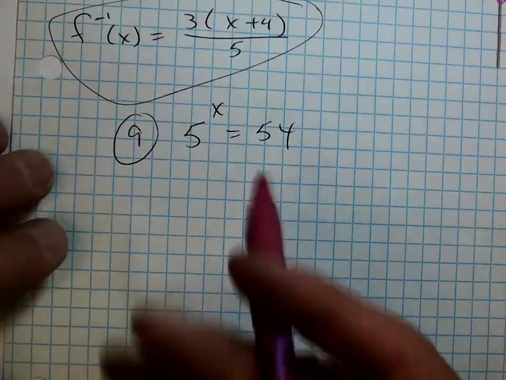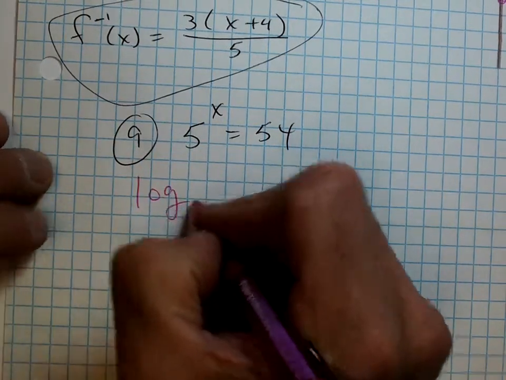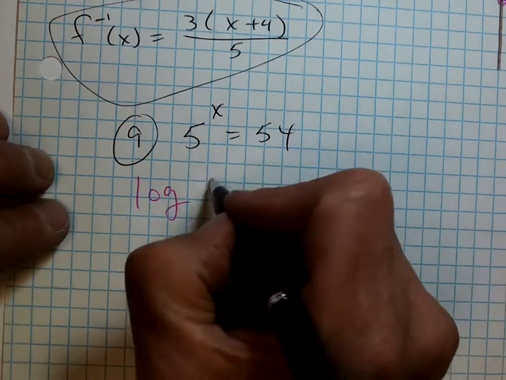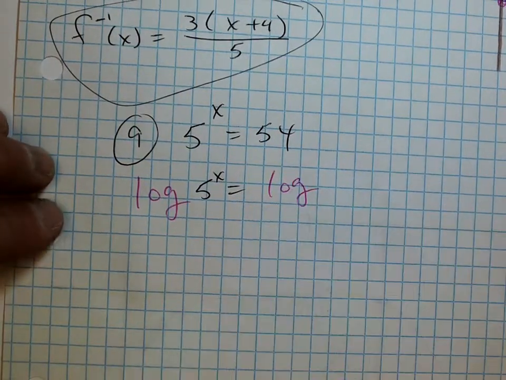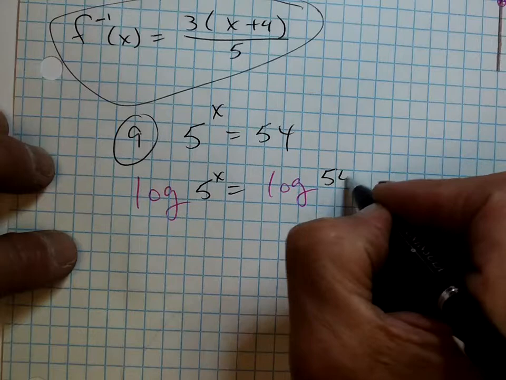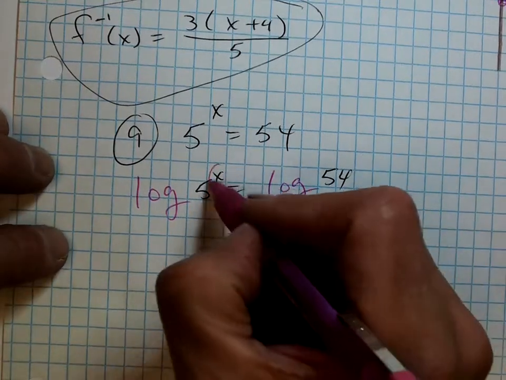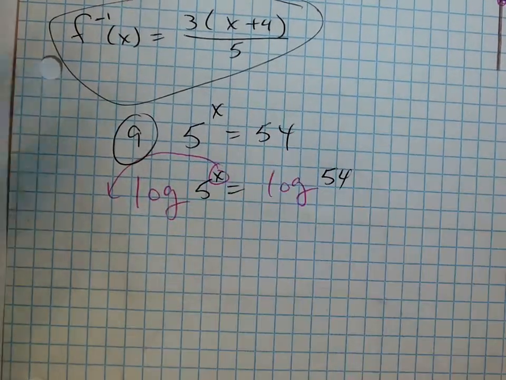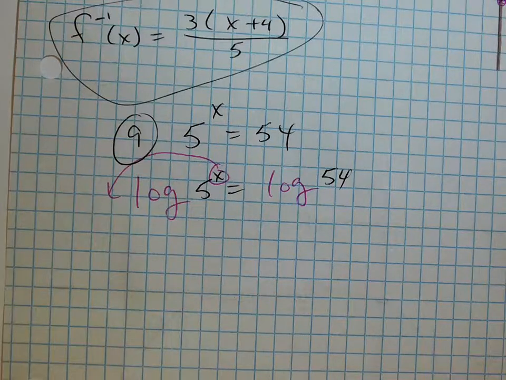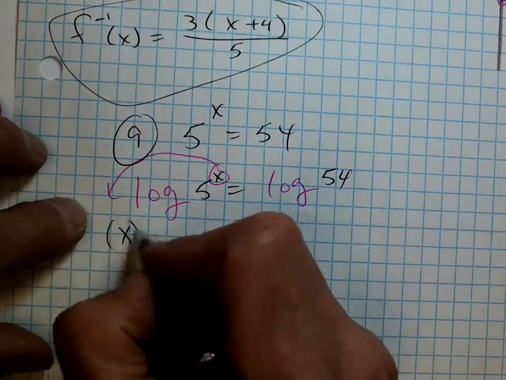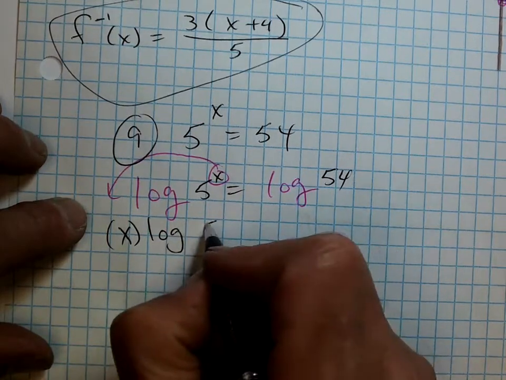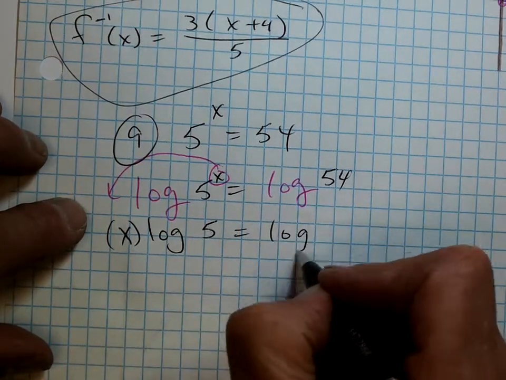So I'm just going to go the log of both sides. Log of 5 to the x equals log of 54, okay? So then the x can be brought down. That's our log rule. So we take the log of both sides to bring the exponent down. So we rewrite this as x times our log of 5 equals our log of 54.